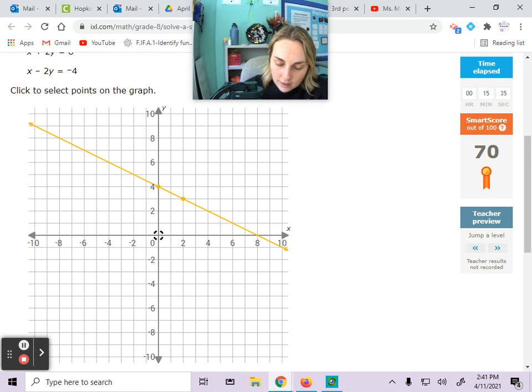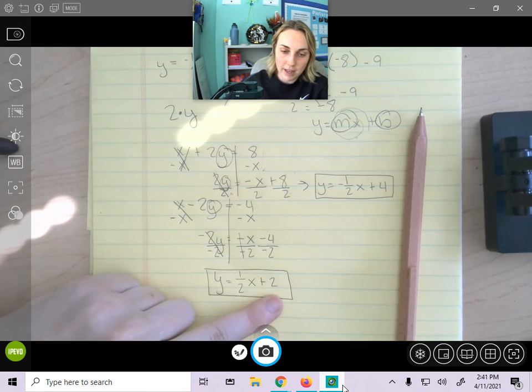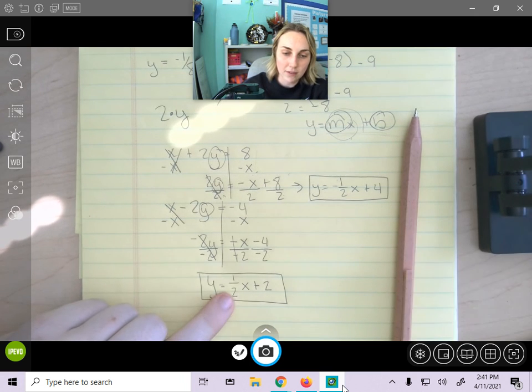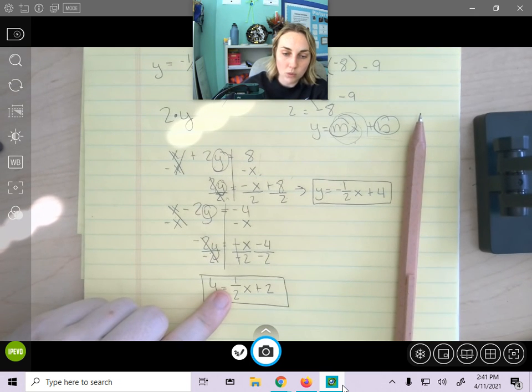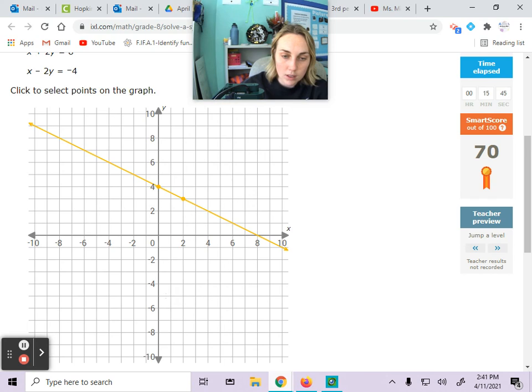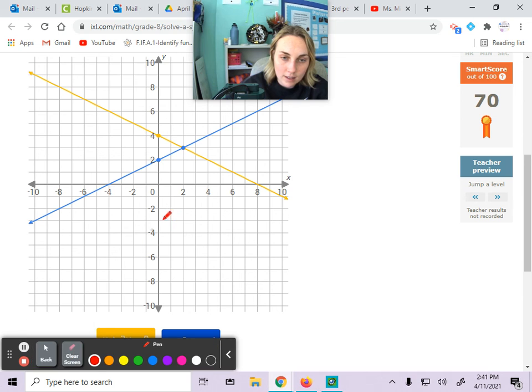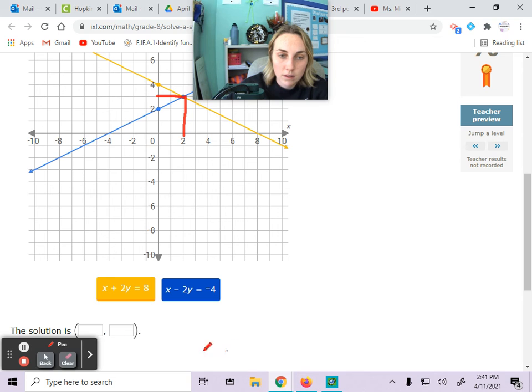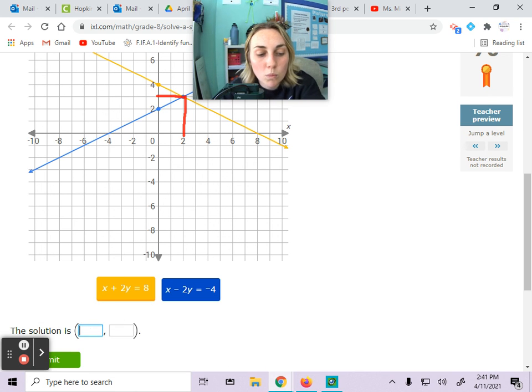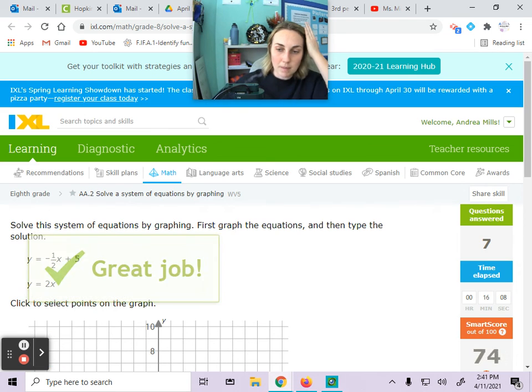The second line, my y-intercept is a 2, and my slope is 1/2. So I'm going to plot this first, and then I'm going to rise 1, and I'm going to run 2. And these meet up at 2, 3. So my ordered pair is going to be 2 and 3. And that's going to be my solution.